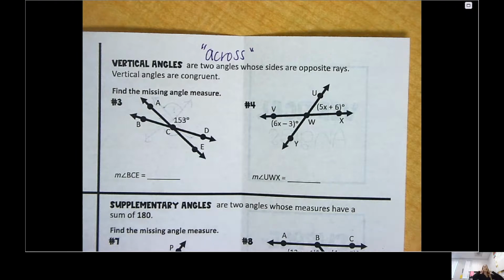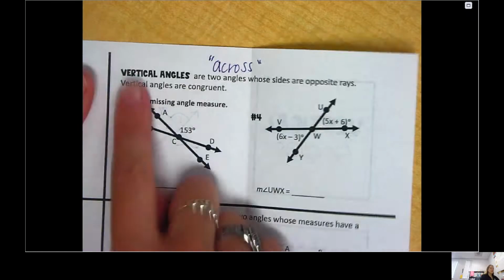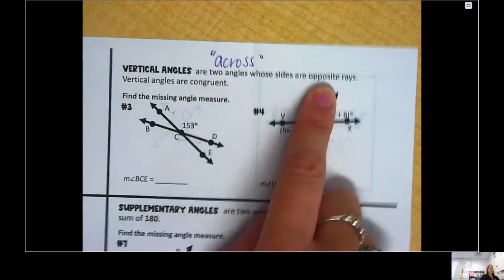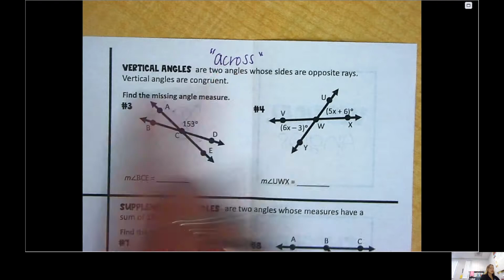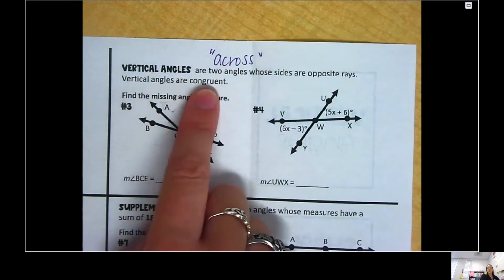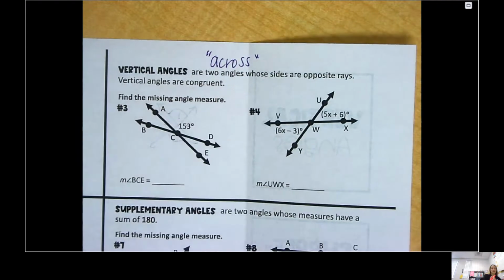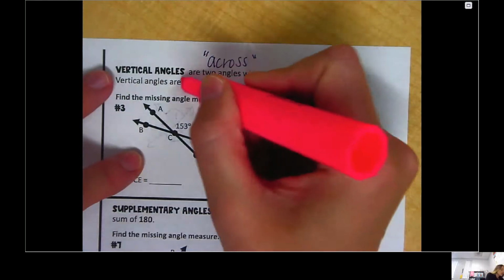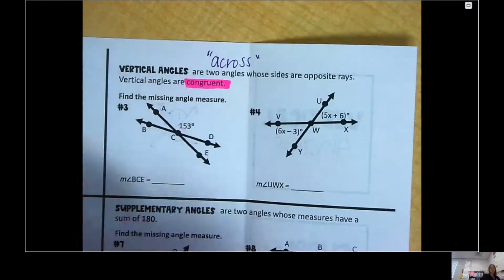All right. So vertical angles means 2 angles whose sides are opposite rays, or in other words, they're across from each other, and vertical angles are congruent. What does the word congruent mean? Have you heard that word before? You've heard it before? Do you know what it means?